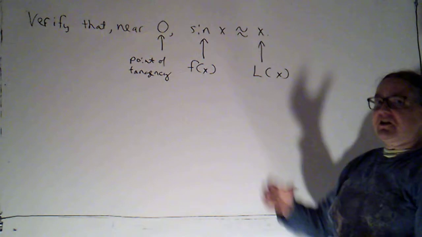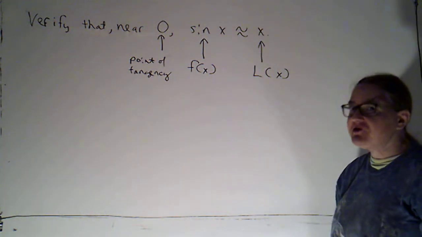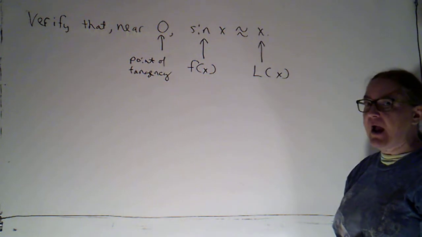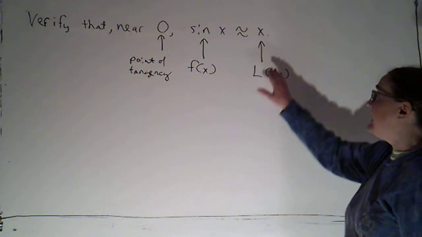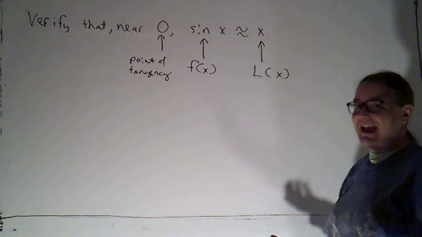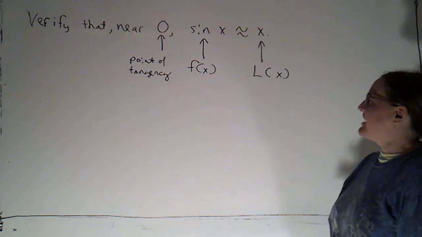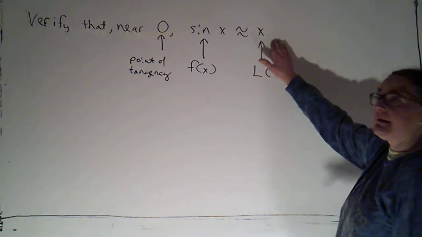So this is just a fancy way of saying find the tangent line to sine x at 0. And by the way, the line is going to be just L of x or y equals x. That's what you're going to get. Just confirm that. So it's essentially saying find the tangent line, it's this.